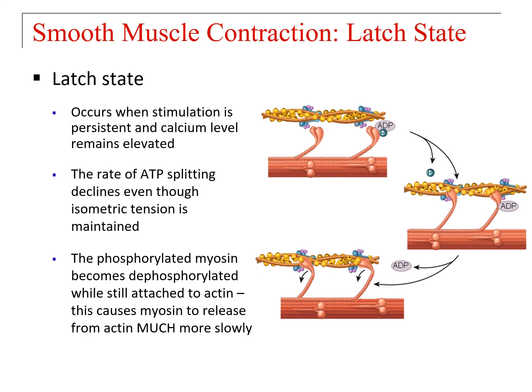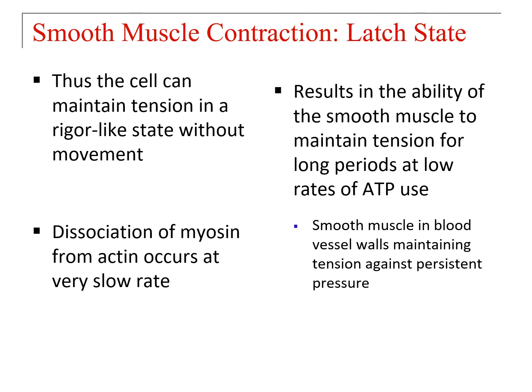So what's happening here is that the phosphorylated myosin becomes dephosphorylated while attached to actin, and if you'll recall, that strengthens cross bridges. And as a result, this causes myosin to release from actin far more slowly. So what this means is that the cell can maintain tension without moving because these cross bridges actually stay connected. And what this results in is the ability of smooth muscle to maintain tension for long periods with low ATP use.